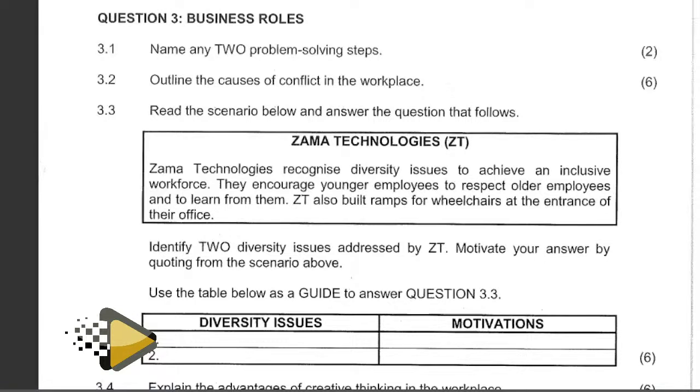3.1, name any two problem-solving steps. So when you are dealing with a problem, or whenever you are solving a problem, make sure that you first identify a problem, know where a problem emanates. So after identification of a problem, now you can define a problem. Now, after you have defined a problem, come up with a strategy, formulate a strategy. How are you going to solve that problem? So now formulate a strategy.